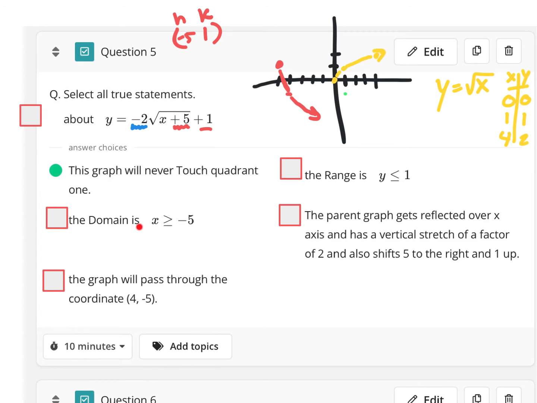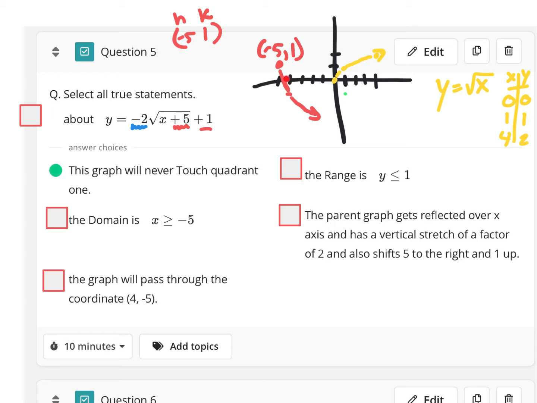The domain is x is greater than or equal to -5. Okay, so again, if we go to our sketch, that beginning point is -5, positive 1. The x value is -5, and on the x number line, does the graph exist to the left of -5, which would be less than or equal to -5, or to the right of -5, which is greater than or equal to -5?